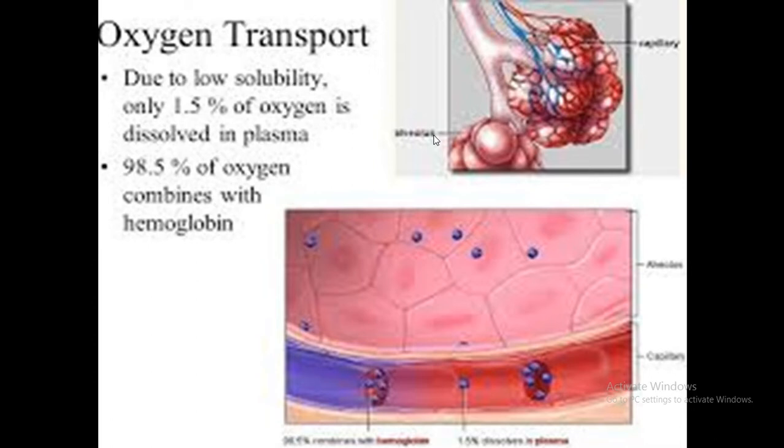Regarding oxygen transport, this thing is not so important, but when we discuss the carbon dioxide transport, this thing becomes much more important. But it is necessary to mention here that due to low solubility, only 1.5% of oxygen is dissolved in plasma, while almost all, that is 98.5% of oxygen, combines with the hemoglobin.